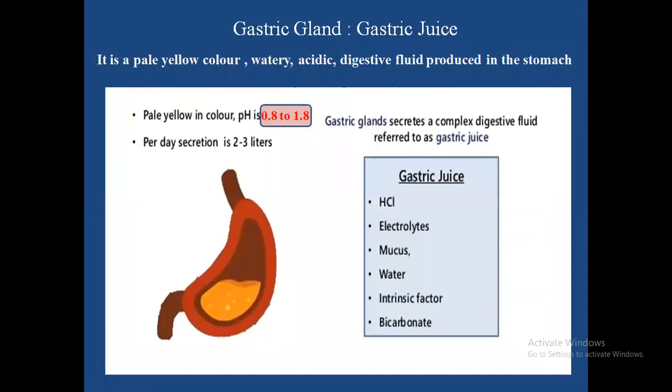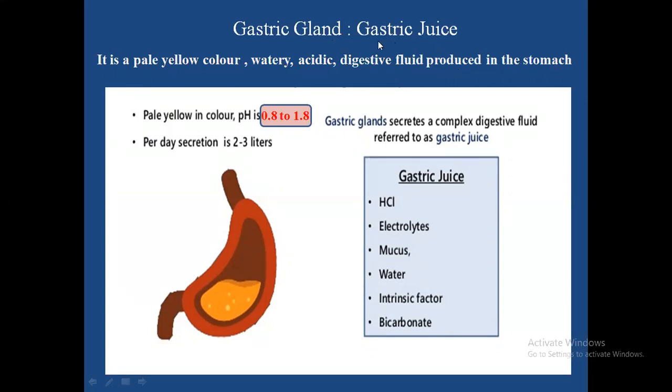And next, the gastric gland produces the gastric juice. The gastric juice consists of different substances. That is some other topic. So basically, we have to understand gastric glands are producing the substance called gastric juice. What are the characteristics of gastric juice? Gastric juice is generally pale yellow in color, watery. It is like a liquid, and acidic in nature, and it is a digestive fluid produced in the stomach.